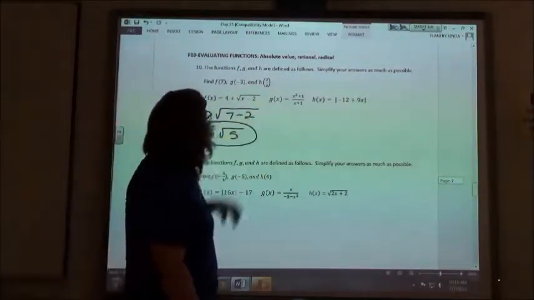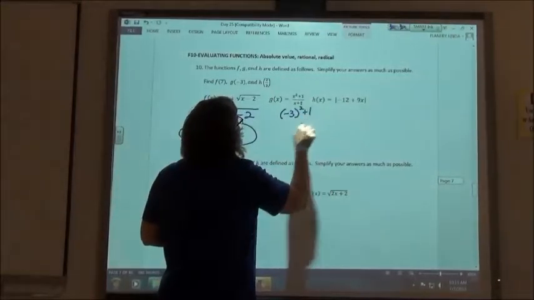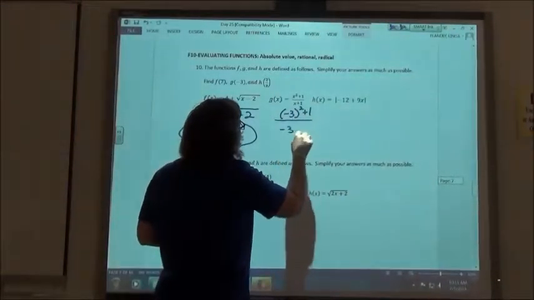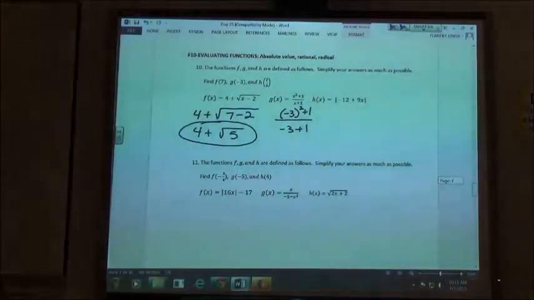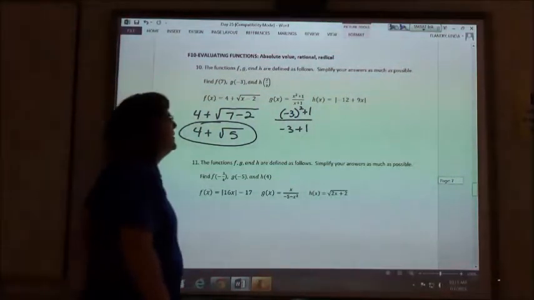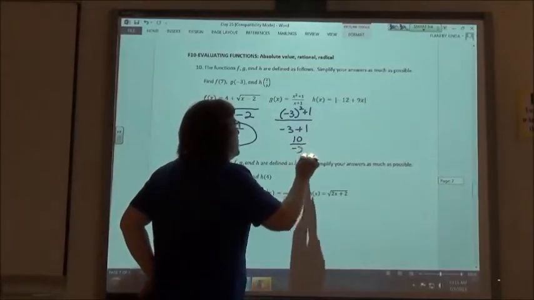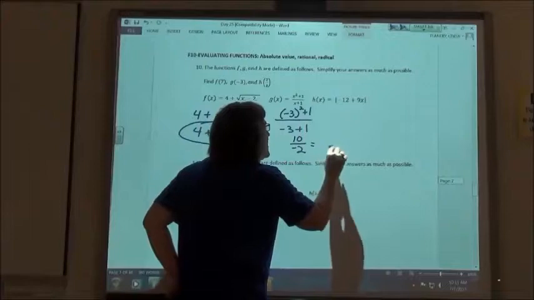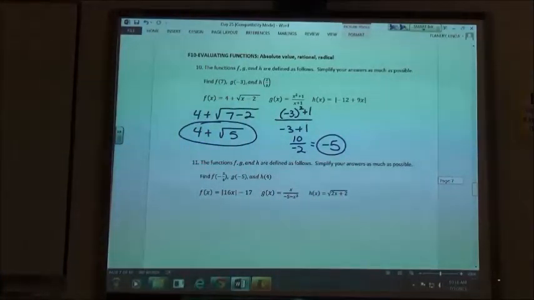Then I'm going to do g of negative 3. So I'm going to do negative 3 squared plus 1 on top, and then negative 3 plus 1 on the bottom. So when I simplify that, I would get what on top? 10, and on the bottom, negative 2, and 10 over negative 2 reduces down, so negative 5 would be my answer in simplified form.